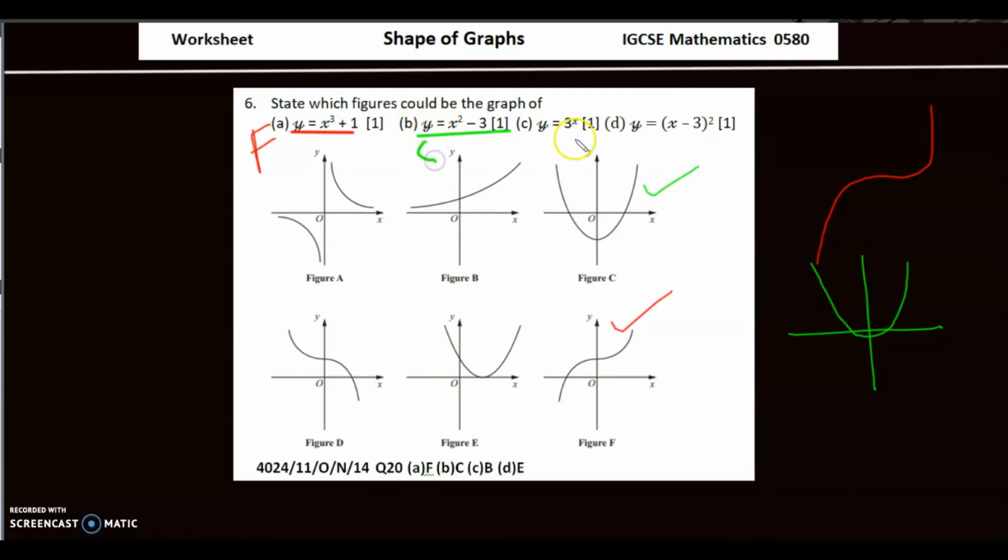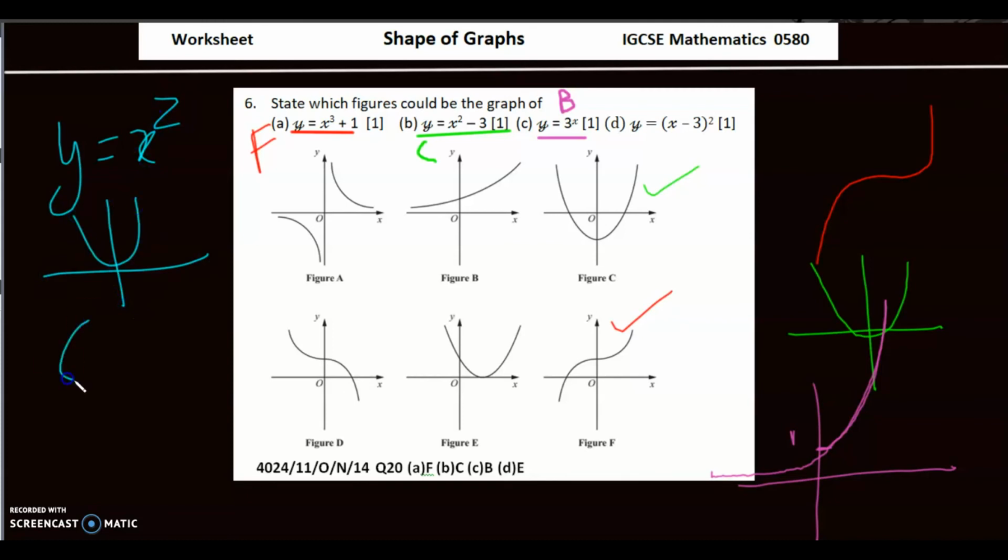Then the third one is y equals 3 power x, which is an exponential graph. So at x equals 0, the value should be 1, because anything power 0 is 1, and then it gradually increases, suddenly increases, and over here it's going to be a graph like this. So that's figure B. Figure B is the answer for part C. And for part D, it's simply the graph of y equals x square is the graph of this, and for x minus 3 whole square, this graph will be moving 3 units towards the right. So that's figure E.